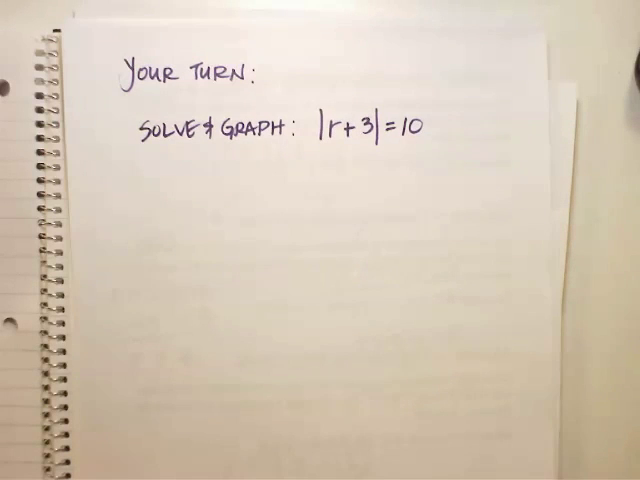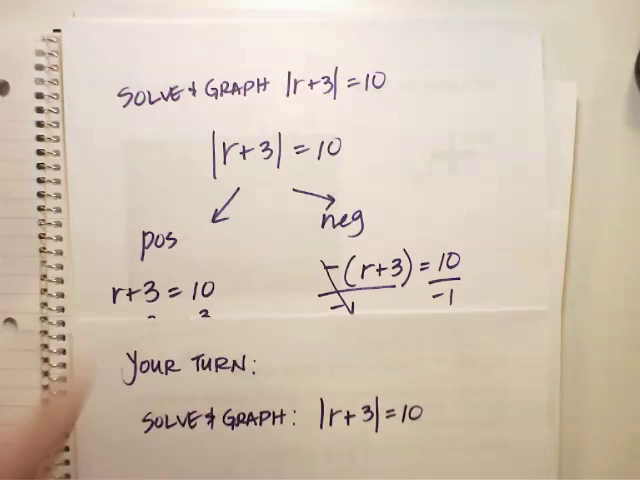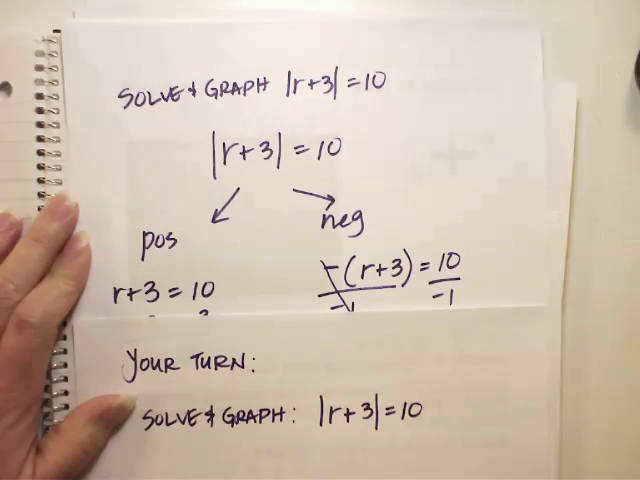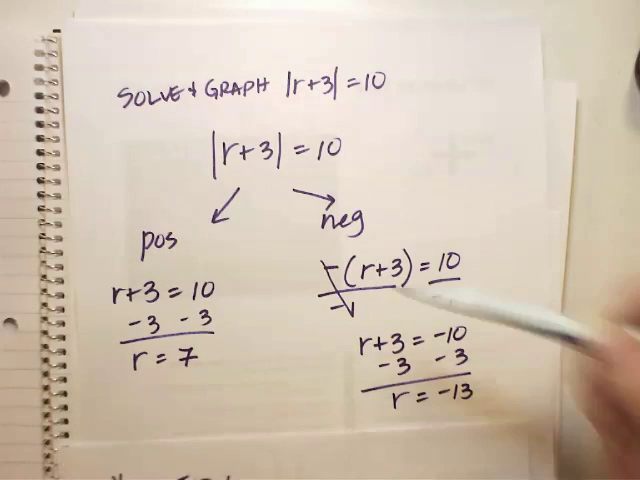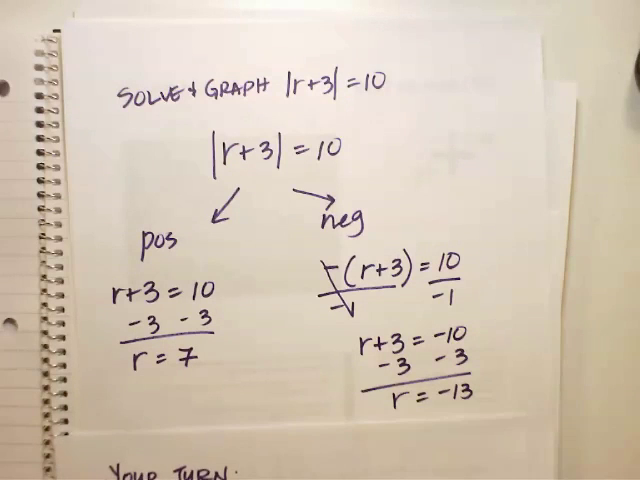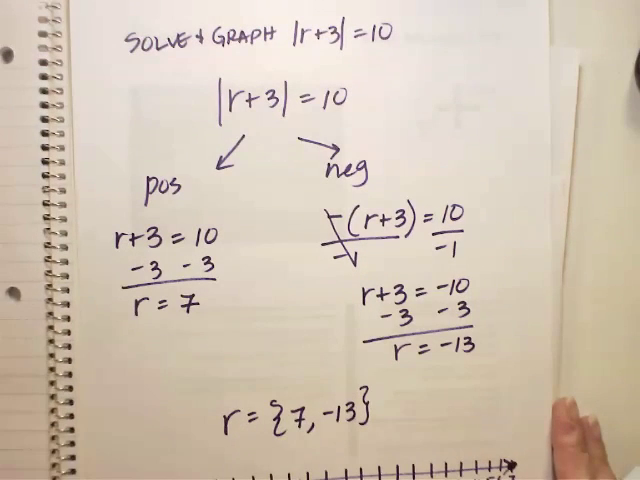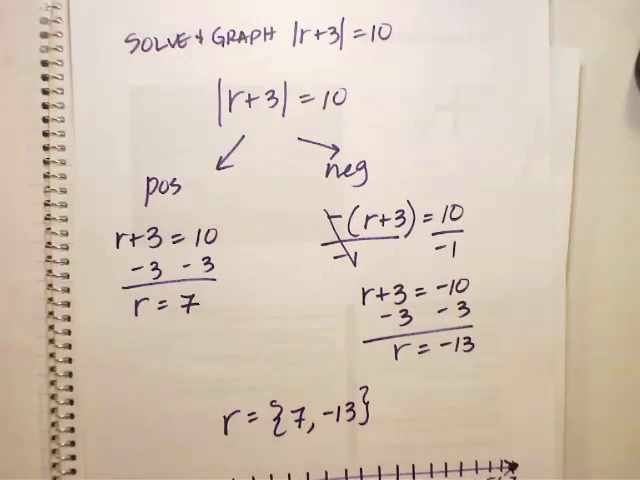How did you do? Did you make sure you had two cases, a positive case and then a negative case? And then from the negative case, you remembered to get rid of that negative or distribute it, either way. You solved, and did you get r is equal to 7 or negative 13? If so, congratulations, you did a great job. Don't forget there are two cases, a positive case and a negative case.